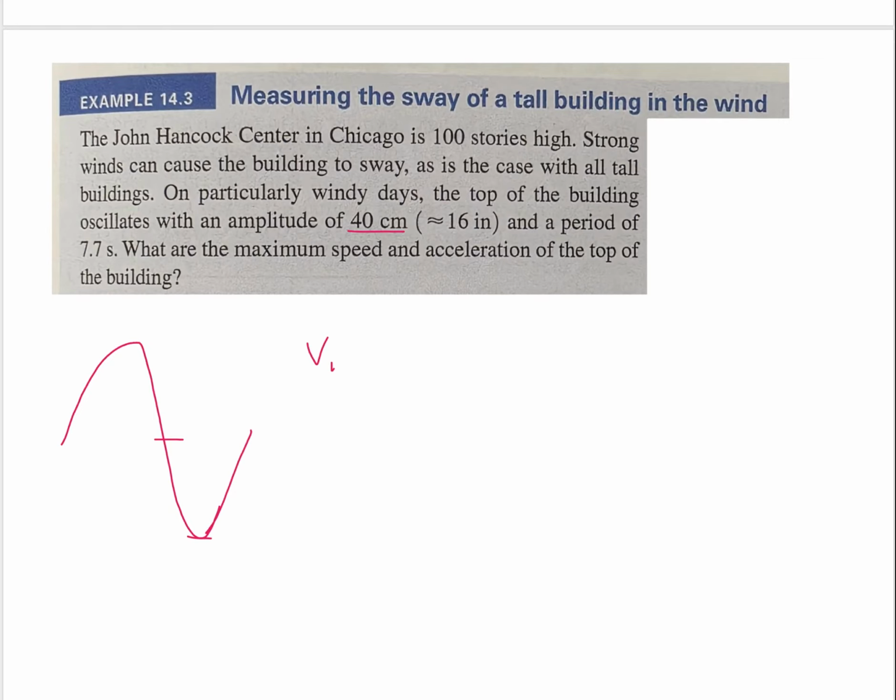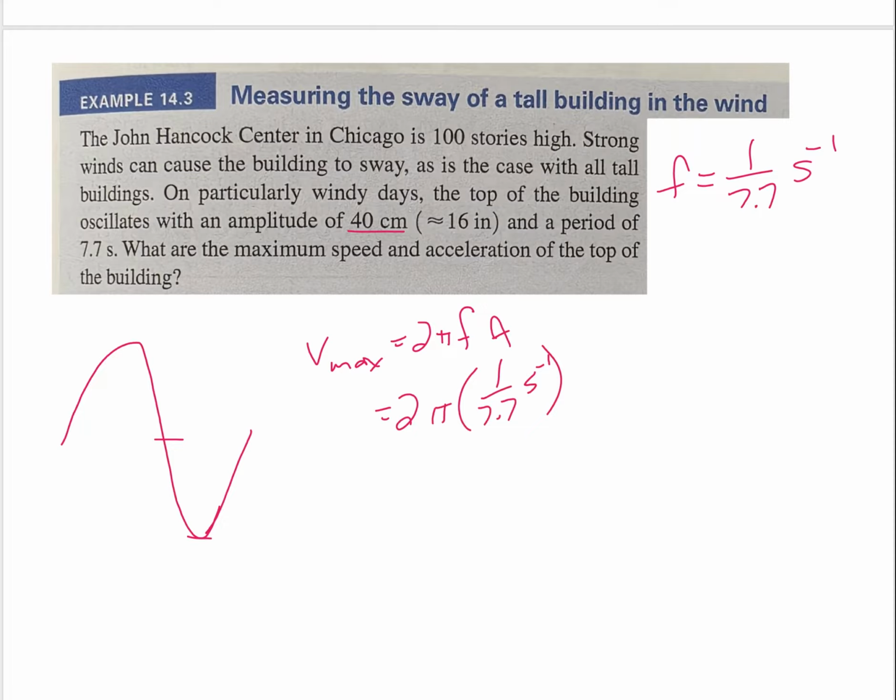So what is the frequency? The period is 7.7 seconds. So frequency is related how to the period? It is the reciprocal of the period. So the frequency is 1 over 7.7, and the units are inverse seconds. Okay, so we know everything we need to know. V max is 2 times pi times 1 over 7.7 inverse seconds times the amplitude, which is 40 centimeters, so 0.4 meters.